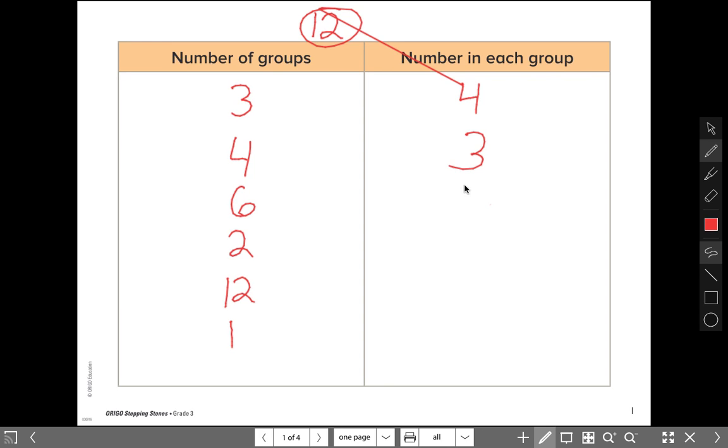Okay, good job. And if I have 2 groups, how many are in each group? 6. If I have 12 groups, how many are in each group? Good job. And if I have 1 group, how many is in that group? Nice job. Okay.